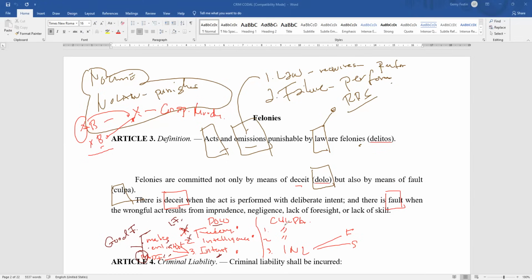Now when it's culpa, the same two elements, except that there's imprudence, negligence, lack of foresight, and lack of skill. When you talk about negligence, it refers to perception, deficiency of perception. When you talk about imprudence, deficiency of action. No? Now, how do I negate this one?